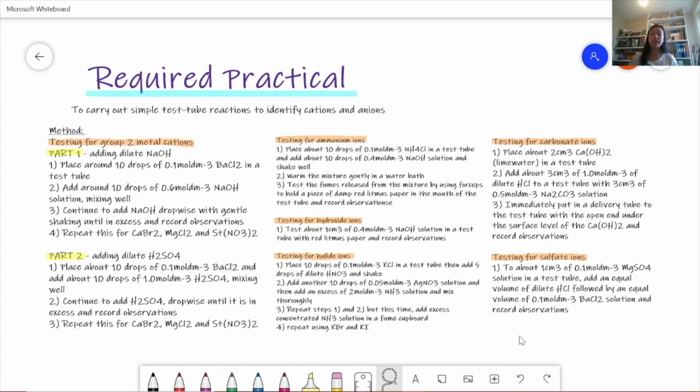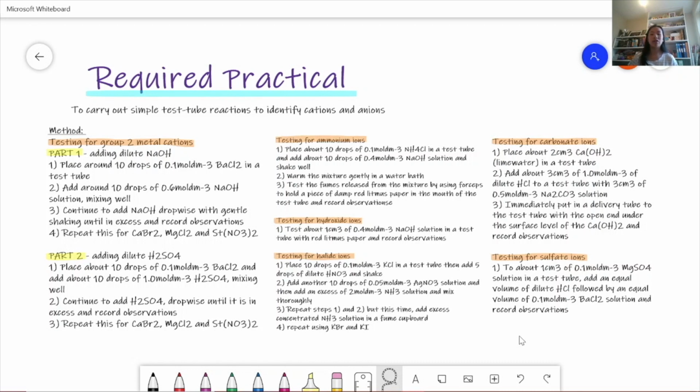The fifth test that we can do is testing for carbonate ions. The first step we do is place about 2 centimetres cubed of calcium hydroxide, which is also lime water, into a test tube. And then we add about 3 centimetres cubed of dilute hydrochloric acid to a test tube with some sodium carbonate. Immediately we put in a delivery tube to this test tube with the hydrochloric acid and sodium carbonate in, and then put the open end under the surface level of the calcium hydroxide, and then we record the observations. And then the last test will be testing for sulfate ions.